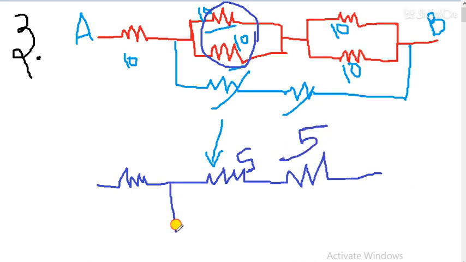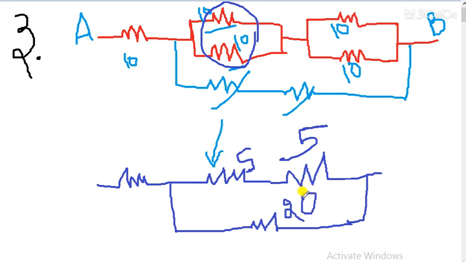Then across the starting of this 5 ohm I am getting this resistance and connecting from this end. Its value is 20 because 10 and 10 are in series. So 20 comes from this resistance and this resistance. These are in series. So this is the circuit between A and B.